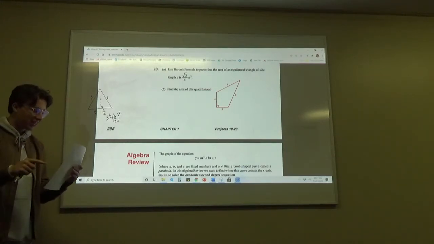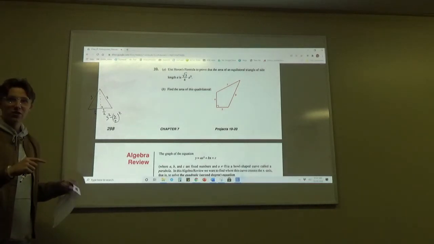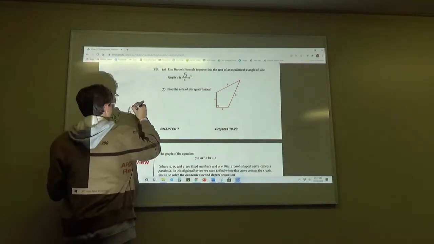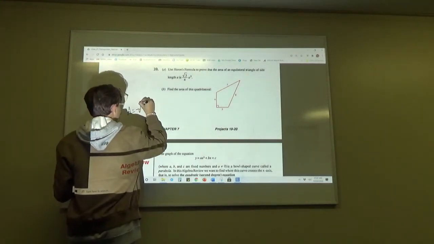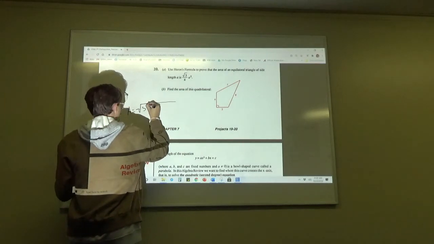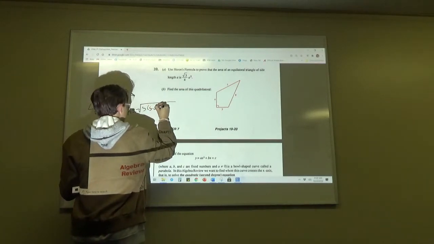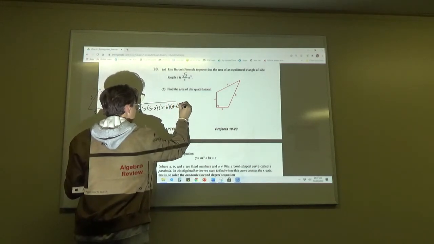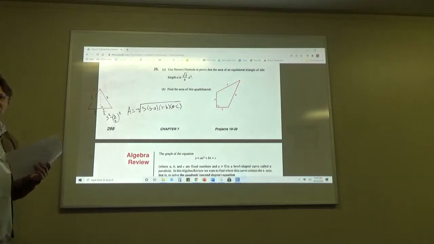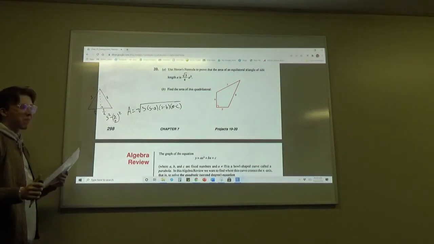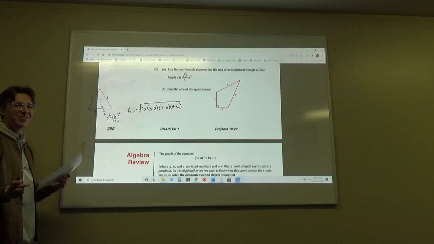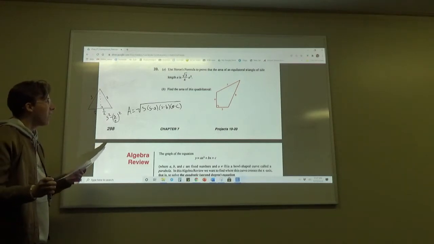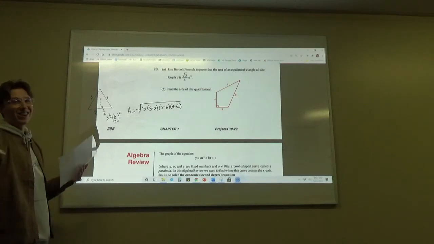Heron's formula is... write it down. You got it written down? The square root of s times s minus a, times s minus b, times s minus c, where in this case s is the semi-perimeter of the triangle. And so in this case, s is the same as 3 times the side, over 2. See, I didn't understand that at all.